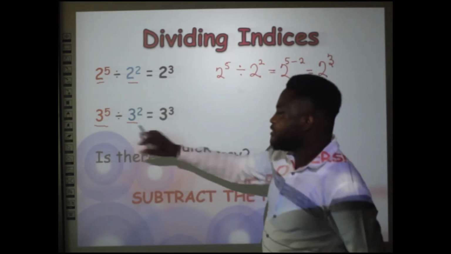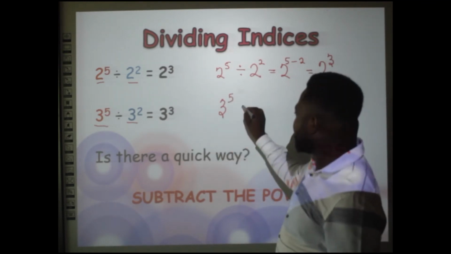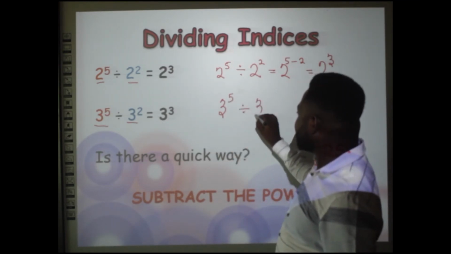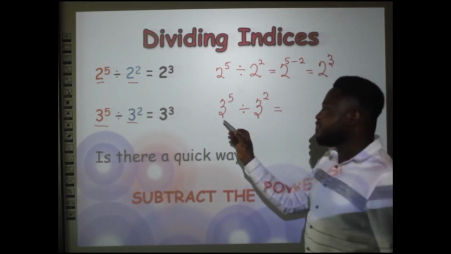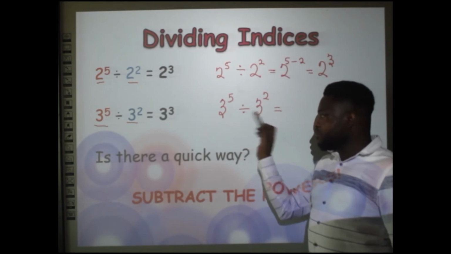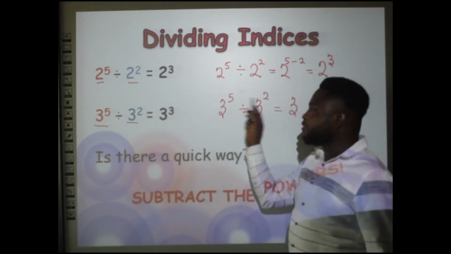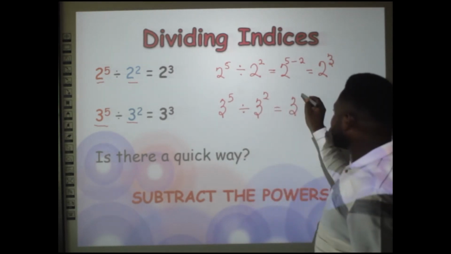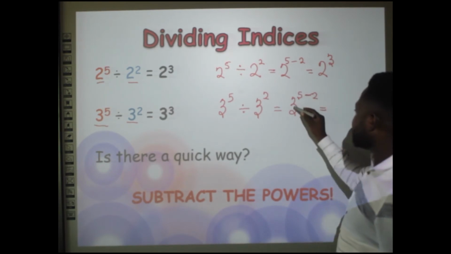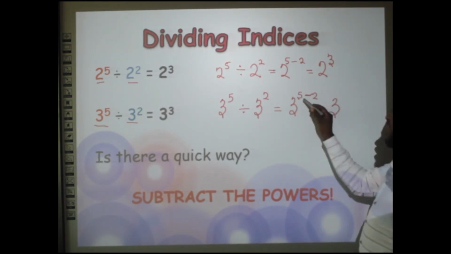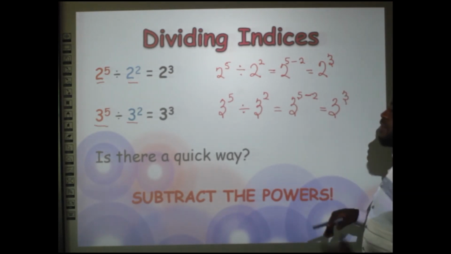So for this, you have 2 raised to the power of 5 divided by 3 raised to the power of 2. That's what to give us. Since we have the same base, you pick one of the base, that is 3. Then you simply subtract the power. So that will give you 5 minus 2. Okay, so you write this 3. Then 5 minus 2 will give us 3. So the final answer here is 3 raised to the power 3.